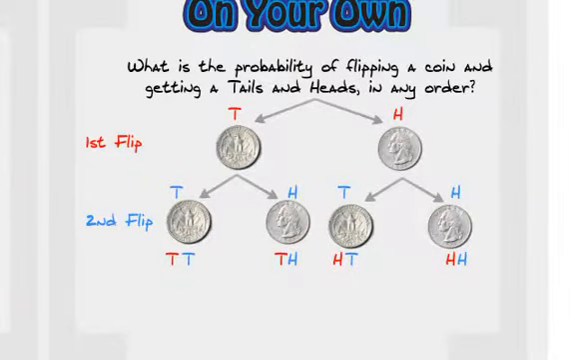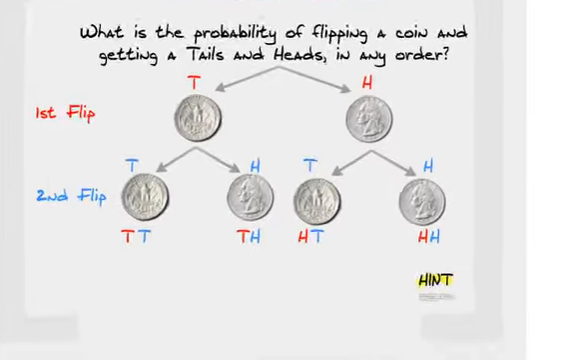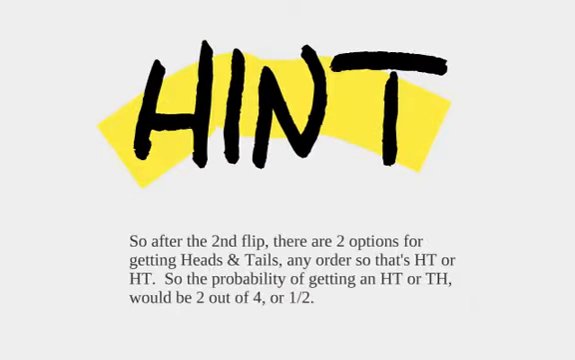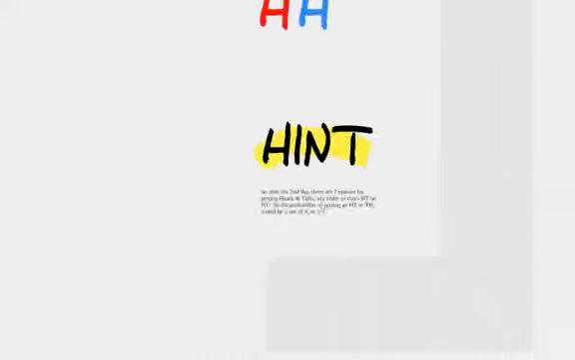What's the probability of flipping a coin and getting tails and a heads in any order? Doesn't matter if you get tails first or heads first. All right, what'd you get? Well, remember, there's 4 possible outcomes: tails, tails, tails, heads, heads, tails, and heads, heads. I have 2 possible outcomes here. I want tails, heads, or heads, tails. So 2 out of the 4, it's 1/2. Doesn't matter what order it was in. It's 1 out of 2.